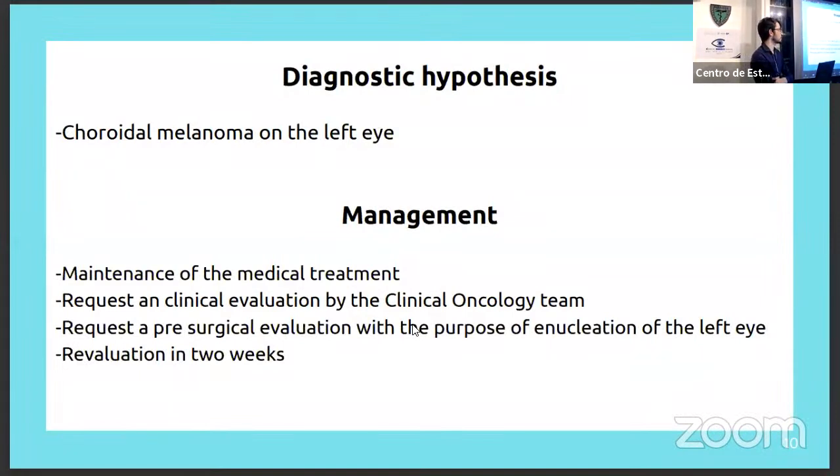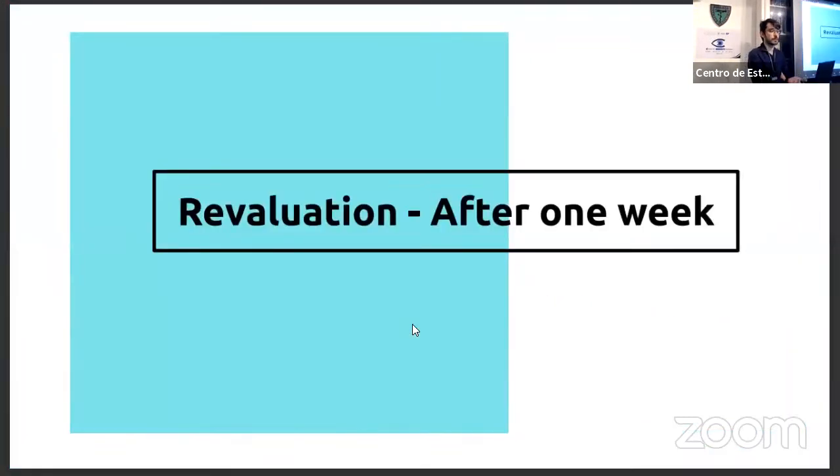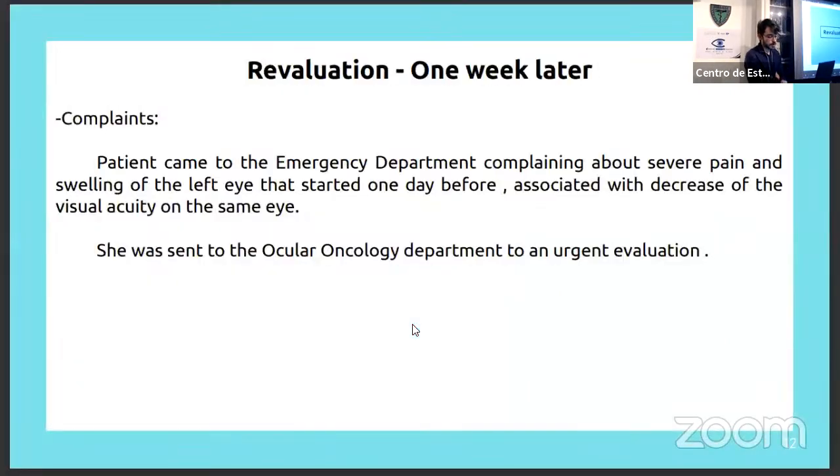So she went to the appointment in our oncology department. They agreed with our hypothesis of choroidal melanoma on her left eye. They maintained the medical treatment, requested a clinical evaluation with our team of clinical oncology, and requested a pre-surgical evaluation with the proposal of enucleation of the left eye, and requested a reevaluation in 2 weeks. But after 1 week, the patient came back to our emergency department. She was using all the medications that we had proposed, and she was complaining about a severe pain in her left eye associated with swelling and decreased visual acuity that started 1 day before this appointment.